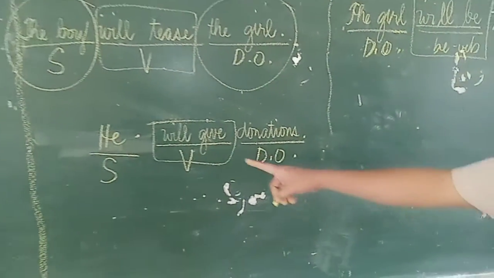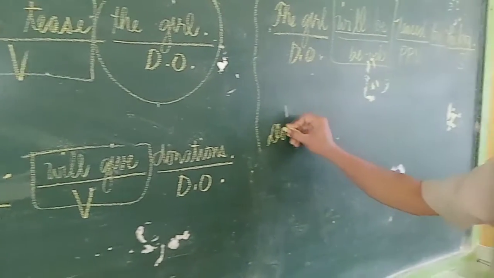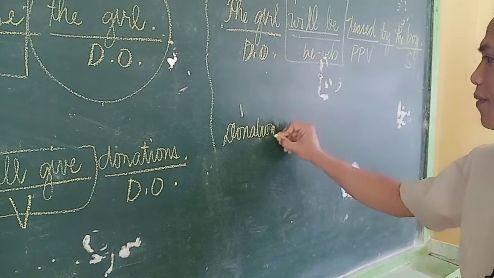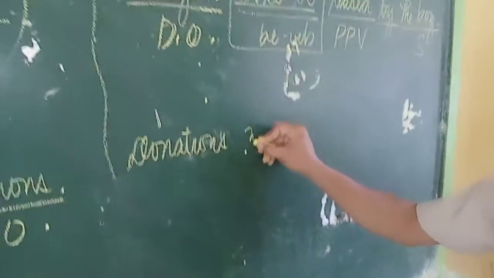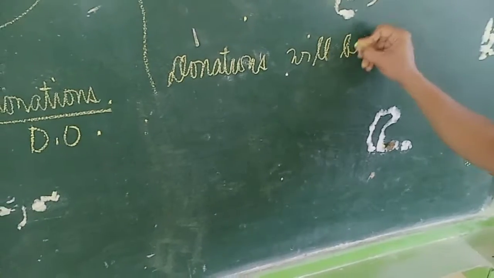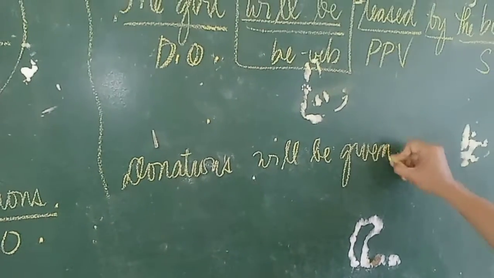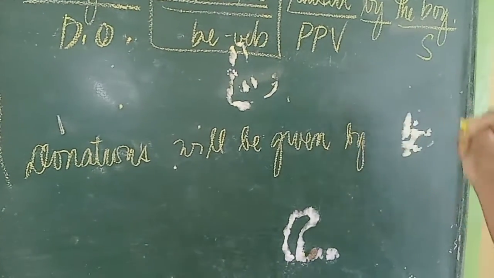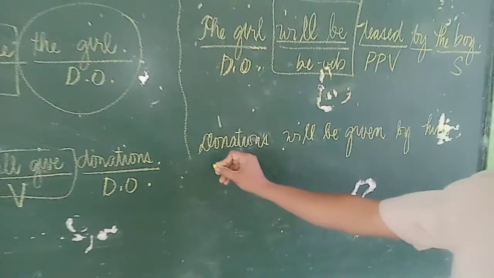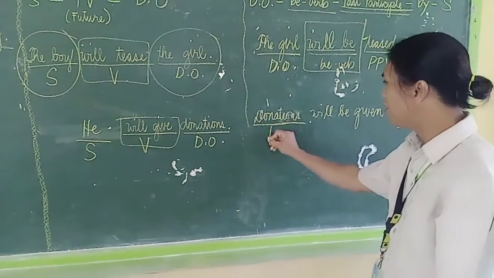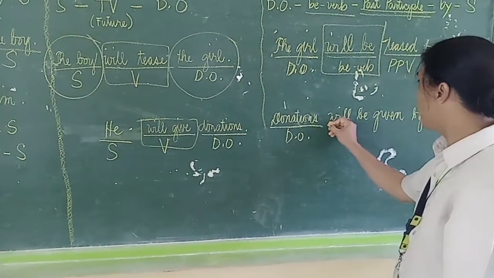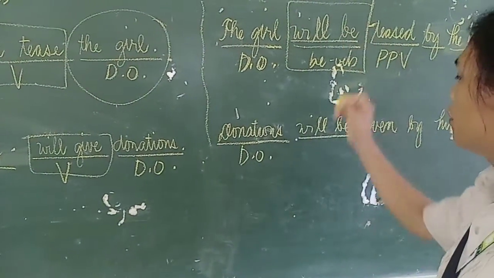So we have he will give donations. Direct object, donations. Okay, will be given by, from subjective case, now objective case, by him. So let us label down. Donations, our direct object. Will be is our future passive.